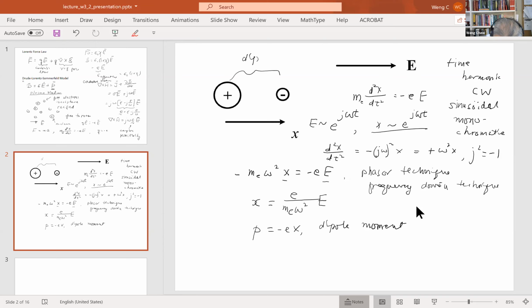Okay, so this would make a dipole with a dipole moment given by the charge times x, and since the charge is negative, the dipole moment will be negative. That is, if you apply an electric field in this direction, and the nucleus is here, then the electron will tend to move in this direction, because the electric force on it is opposite to its sign. So it creates a negative dipole moment. That's why it looks like that. And then if we calculate this dipole moment, it's actually minus e square over m_e omega square times E. That is the case of one dipole.